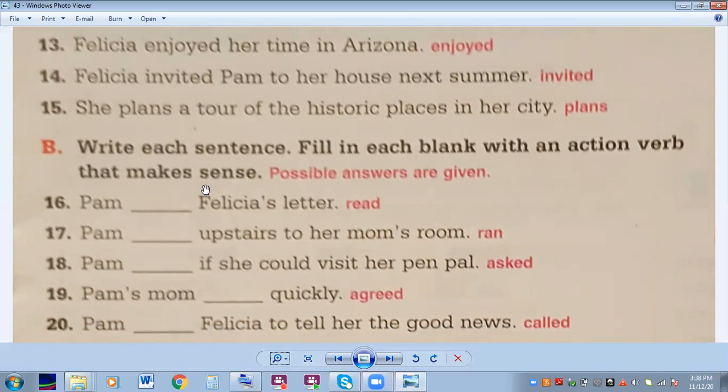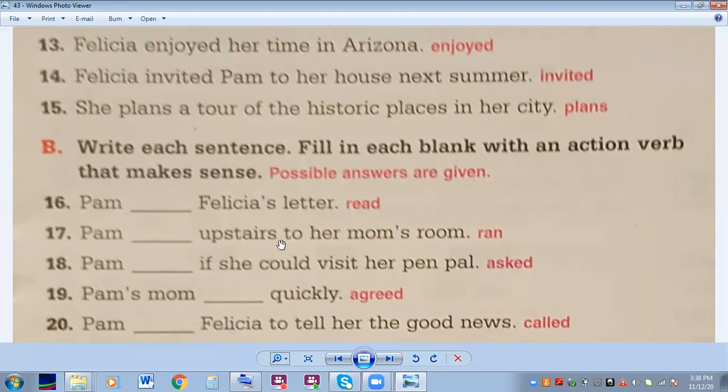There are many. Pam blanked Felicia's letter. They suggested red. We could also say Pam wrote Felicia's letter. Pam mailed Felicia's letter. Pam found Felicia's letter. Okay.